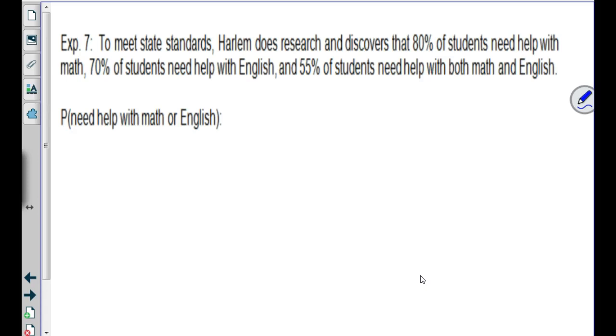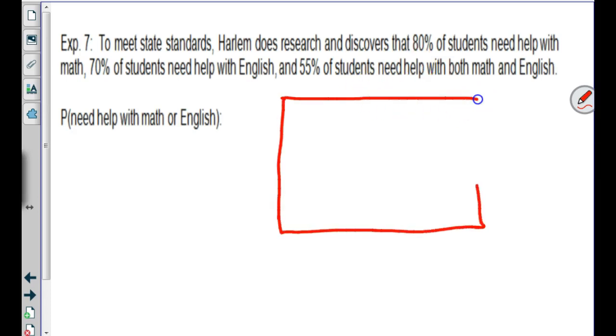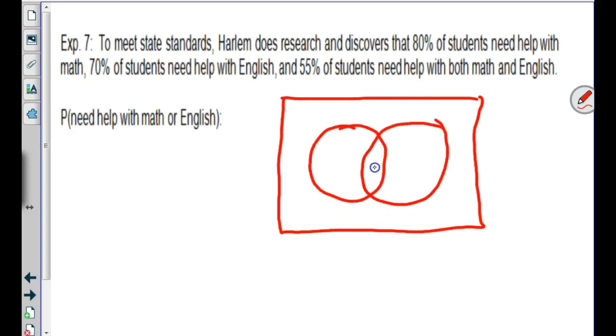My idea for this one was kind of a Venn diagram. So we have everybody at Harlem, everybody who needs math help, and everybody who needs English help. But what is this percent that overlap? Yeah, this is 55%. Okay, if this circle is math and English help, they overlap at 55%. What is out here for math?